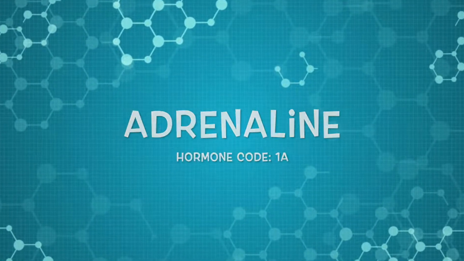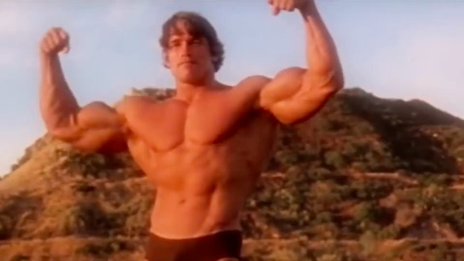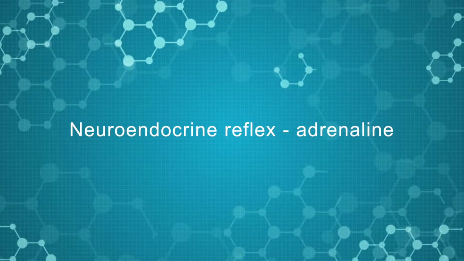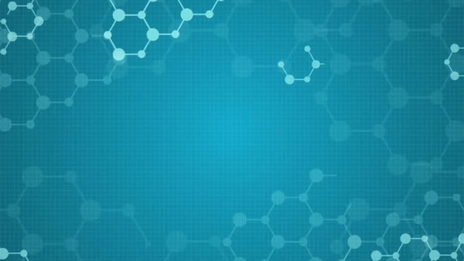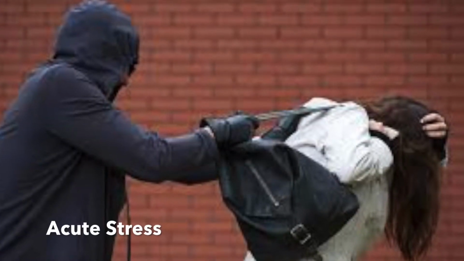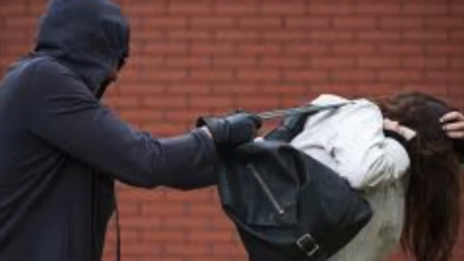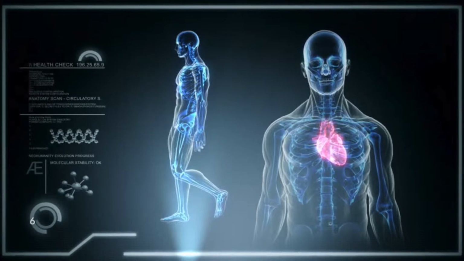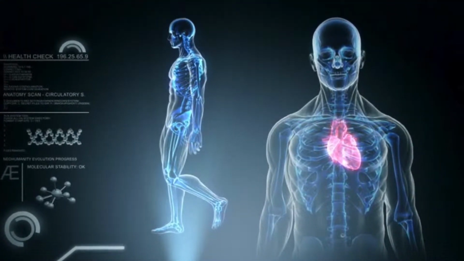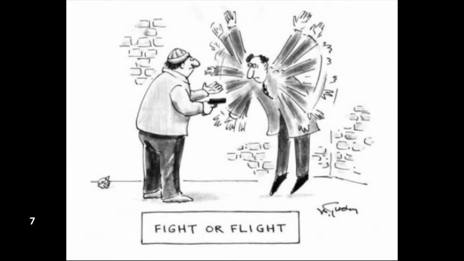Have you ever wondered what that burst of energy and strength is when you're in a high stress, scary, or dangerous situation? That is our body's survival neuroendocrine reflex: adrenaline, also termed epinephrine, a hormone released in response to acute stress. Adrenaline excites and inhibits different tissues and organs depending on their function and region in the body for activation of the flight or fight response.